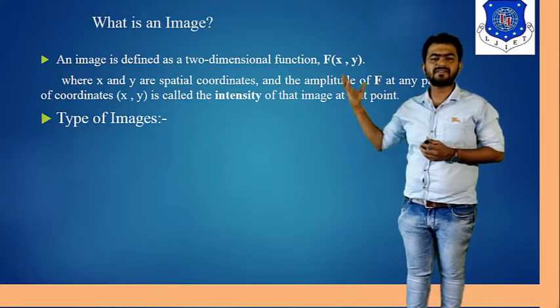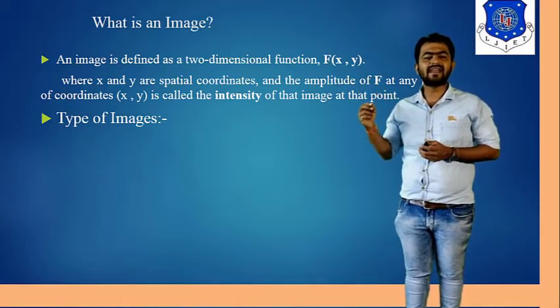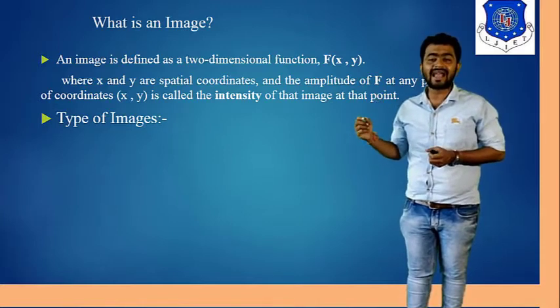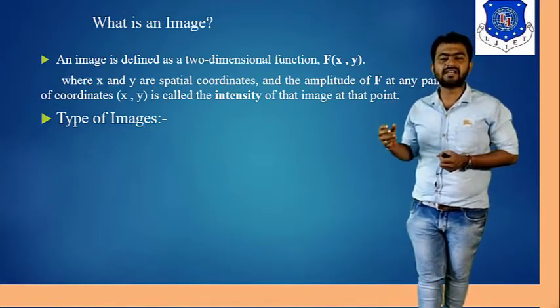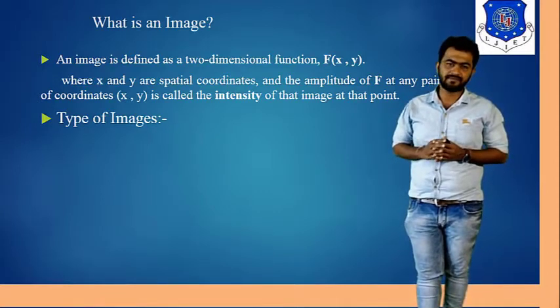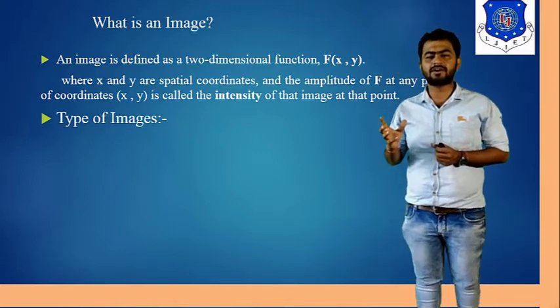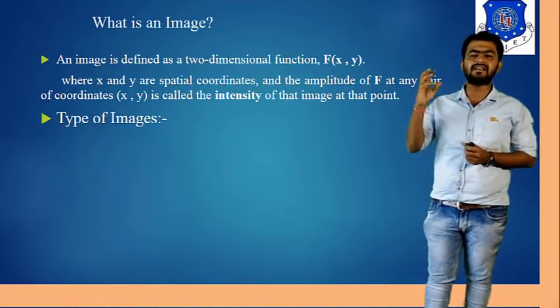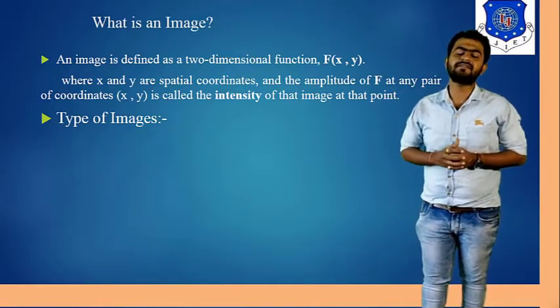So it's defined as a two-dimensional function f of x comma y, where x and y are the spatial coordinates, and the amplitude of f at any pair of coordinates x and y is called the intensity of the image at that point. If we're talking about the x coordinate and y coordinate, and about the intensity level, then ultimately we discuss a specific level of amplitude, right?